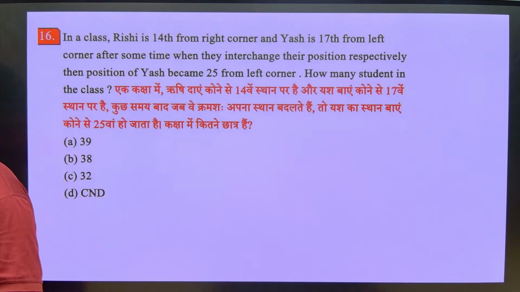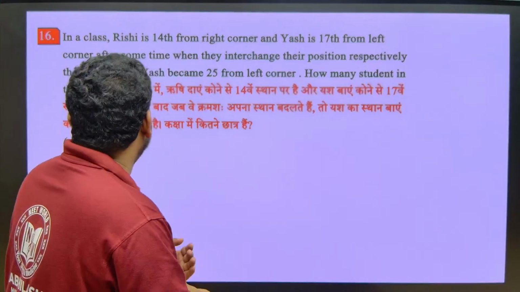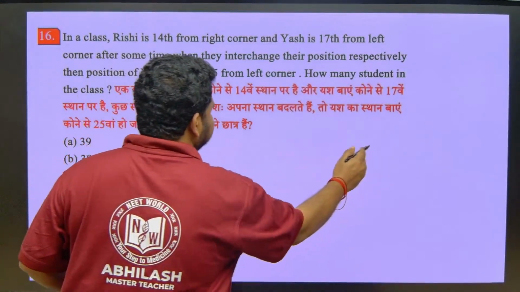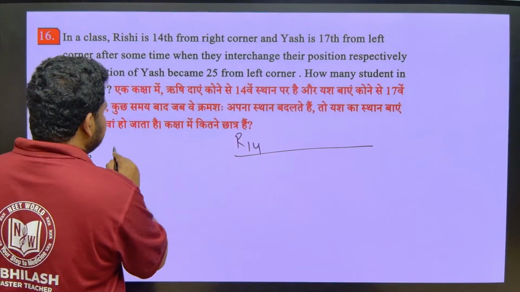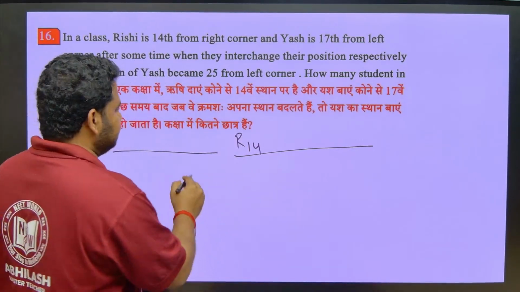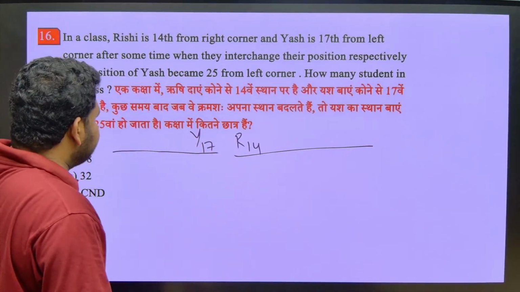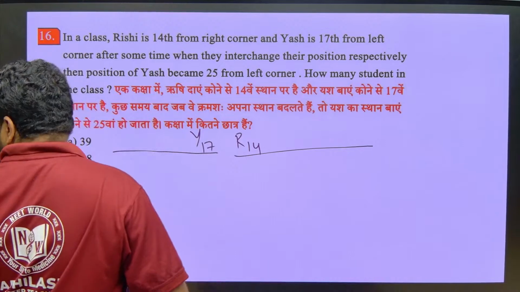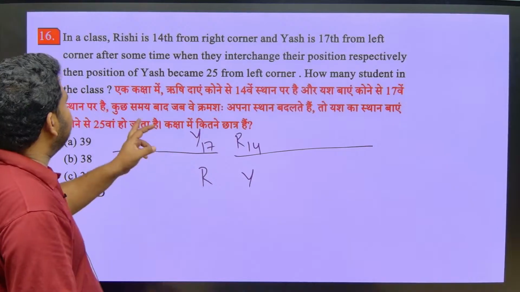So we have to follow the same procedure. You can see Rishi is 14 from the right corner and Yash is 17 from the left corner. Now after some time they interchange their position. Interchange their position means what? Yash will come here and Rishi will come here.